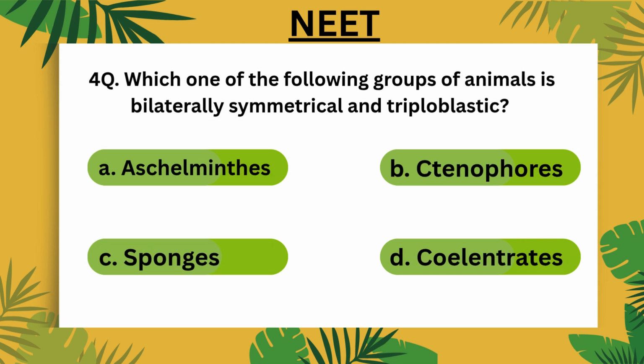Fourth question. Which one of the following groups of animals is bilaterally symmetrical and triploblastic? A. Aschelminthes. B. Ctenophores. C. Sponges. D. Coelenterates.